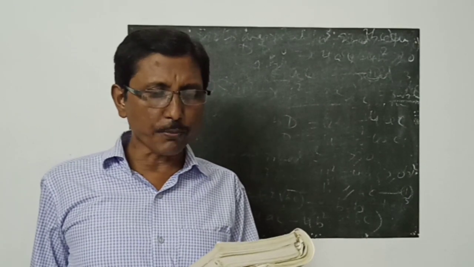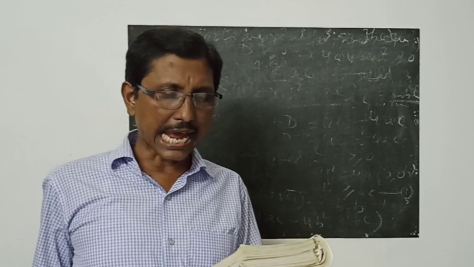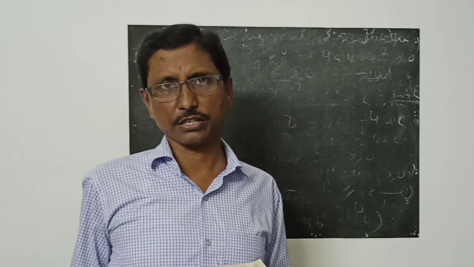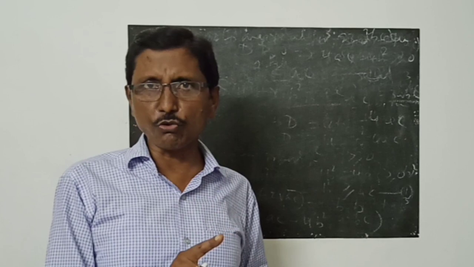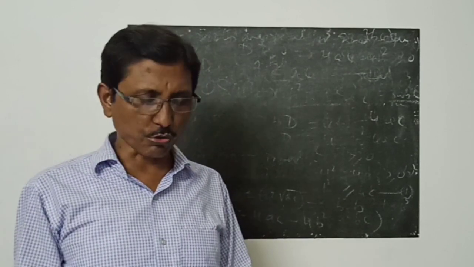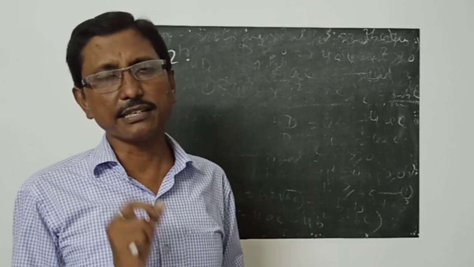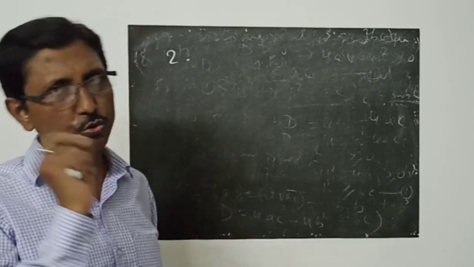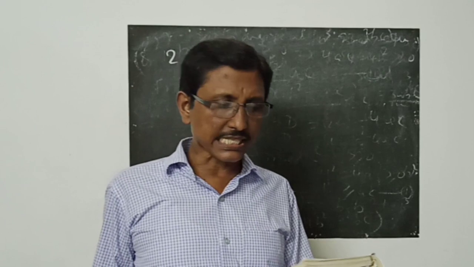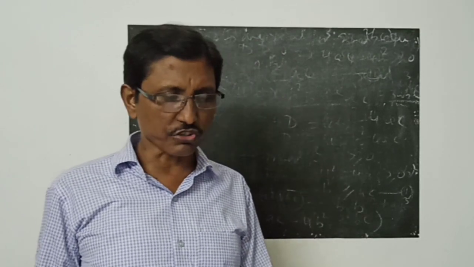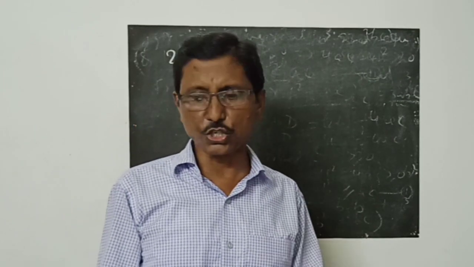The sum of a natural number and its positive square root. One natural number you have, and its positive square root. Positive square root means, suppose you have taken the natural number x, then its positive square root will be root x. Then the sum of the number and its positive square root is 132.